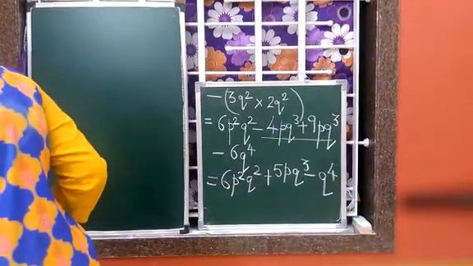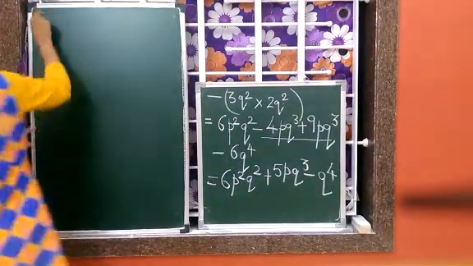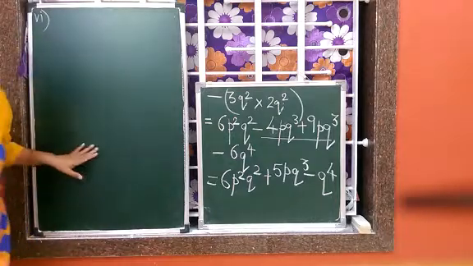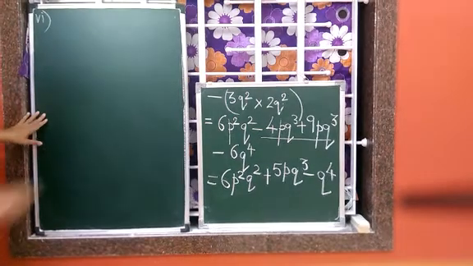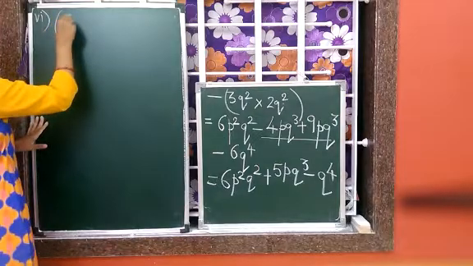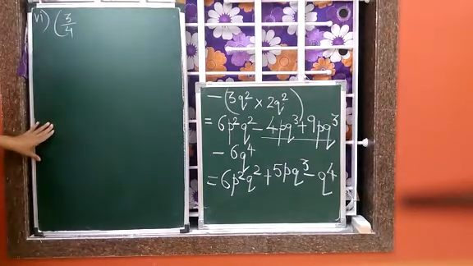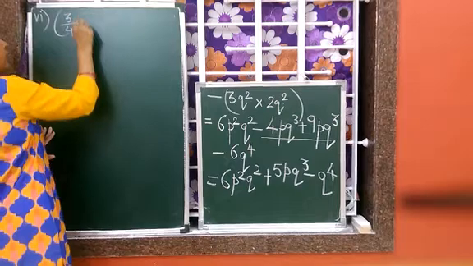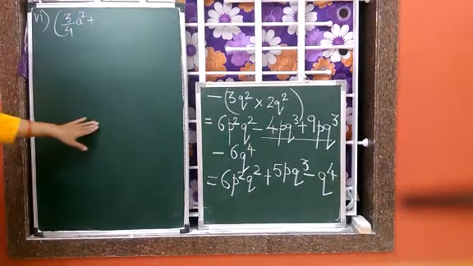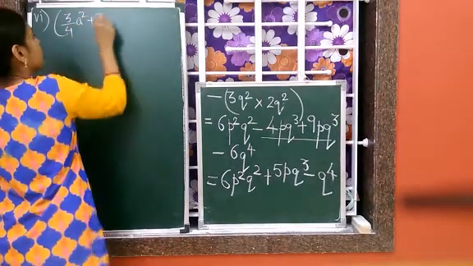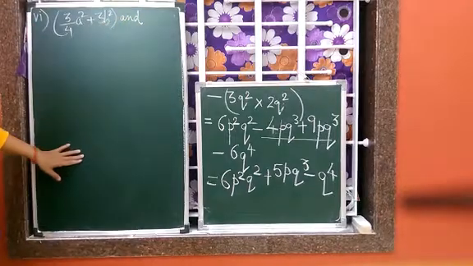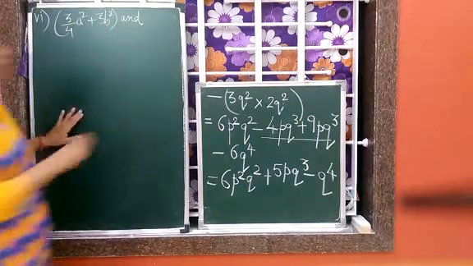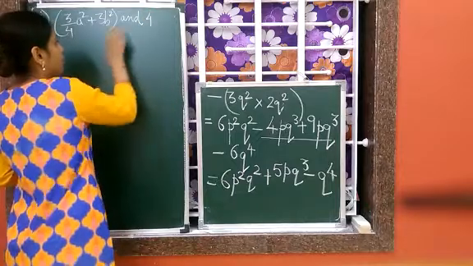Starting with the next one. Sixth one. 3 raised to 4 a square plus 3b square and 4.